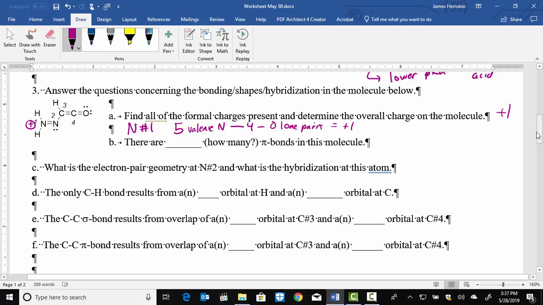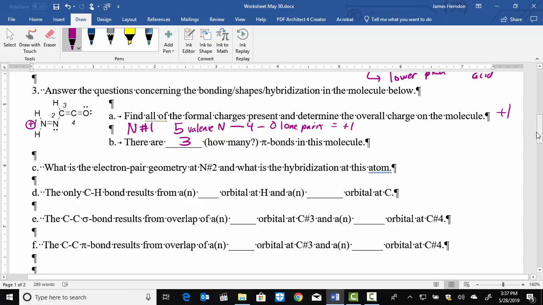How many pi bonds are in this molecule? Well, remember, each double bond is a single bond and a pi bond. Okay, so we're going to look at all the double bonds, and they're going to each be a single bond and a pi bond. So we have 1 pi bond there, 1 pi bond there, and 1 pi bond there. So there are 3 pi bonds in this molecule.